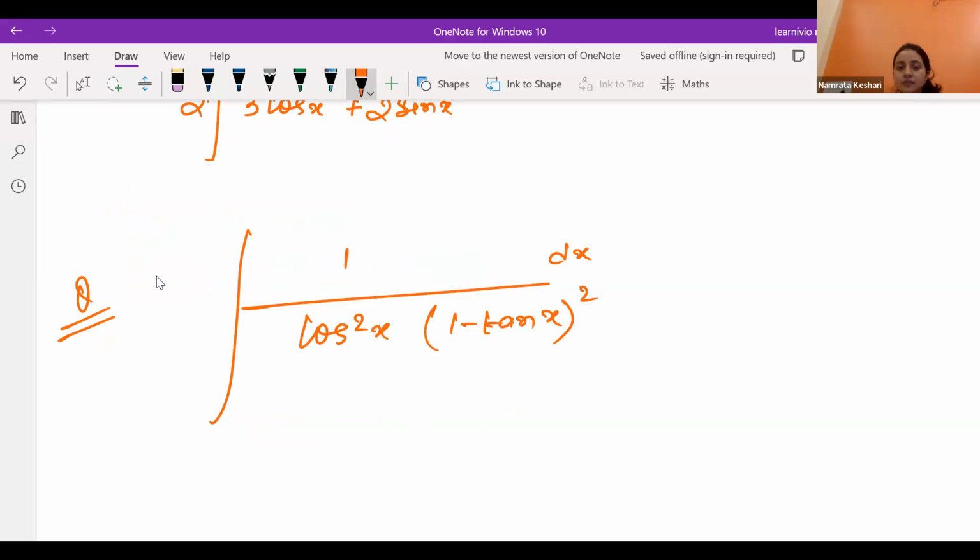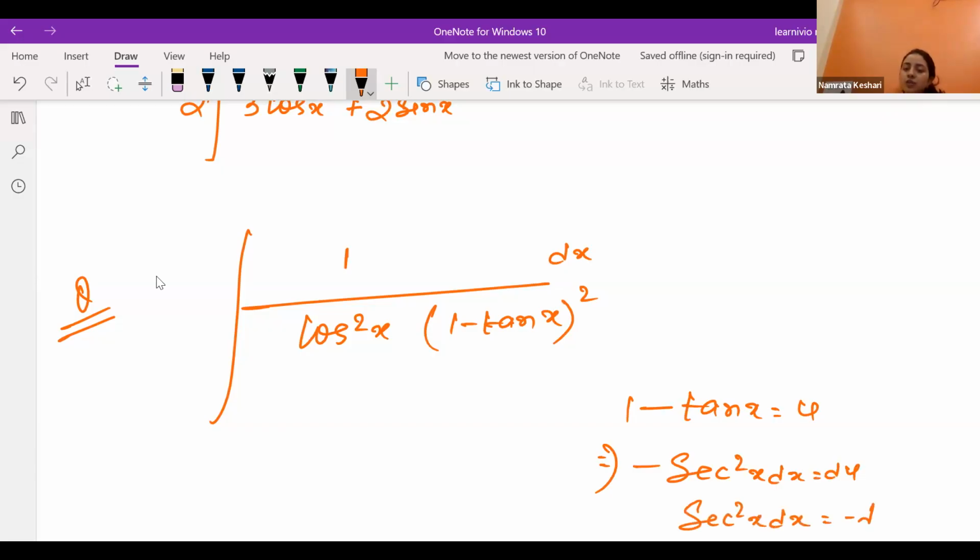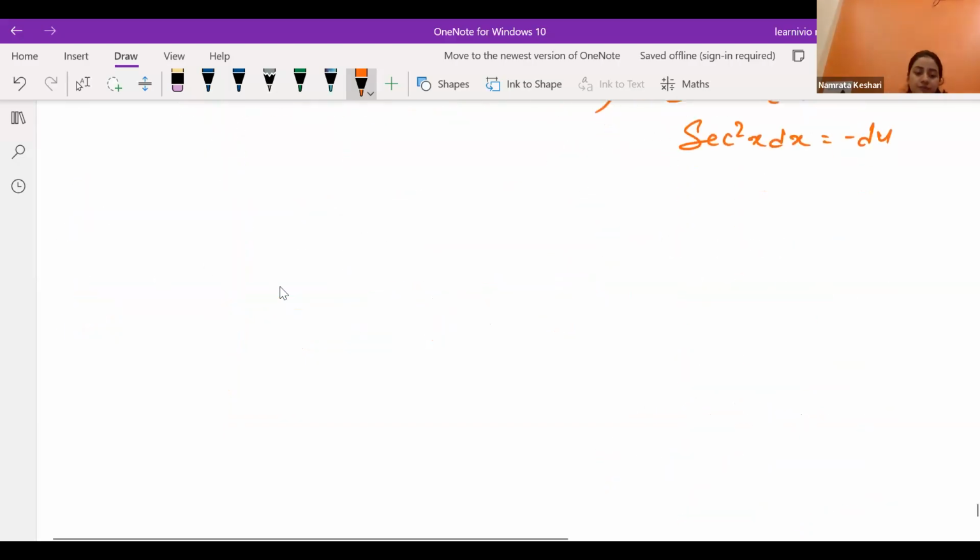1 minus tan x as u. Okay, 1 minus tan x as u, and the derivative will be minus sec square x. Exactly, minus sec square x dx equals du. So basically we have sec square x dx equals minus du. Do we have sec square x in our integration? Yes, we do have. Okay, let's continue.